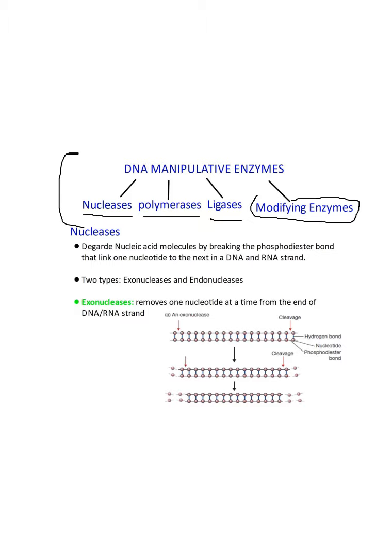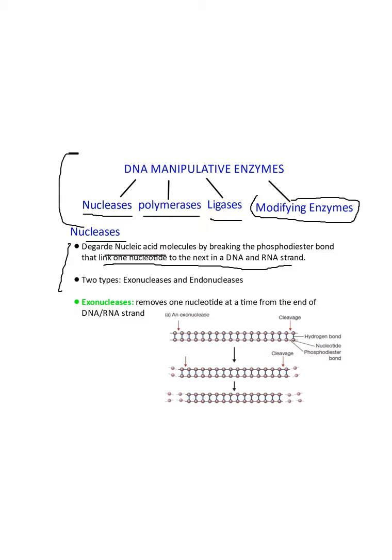So talking about the first manipulating enzyme, which is the nucleases. Basically, the function of nucleases is to degrade nucleic acid by breaking the phosphodiester bond. This is the fundamental step for breaking any nucleic acid. Because nucleic acids are linked by phosphodiester bonds, the main way to destroy a nucleic acid would be to break the phosphodiester bond. So nucleases do the job of breaking the phosphodiester bonds so that they can degrade the nucleic acid molecules, which link one nucleotide to another in a DNA or RNA cell. Basically, it degrades the nucleic acid by breaking the phosphodiester bonds.